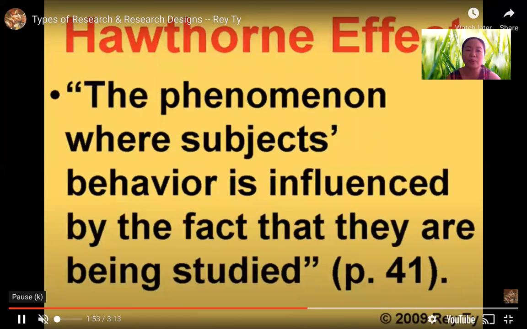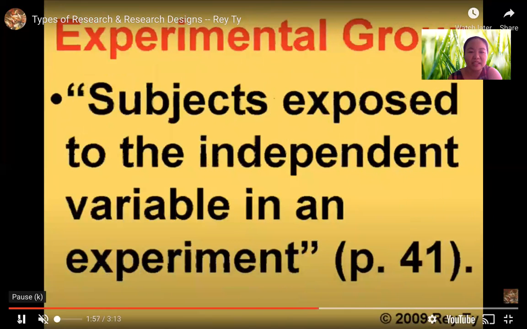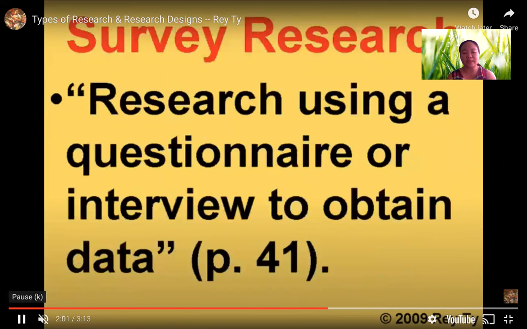So in Hawthorne effect, the phenomenon where subjects' behavior is influenced by the fact that they are being studied. So it's called the Hawthorne effect, no? Ang subject's behavior is influenced itself because they are being studied. And in the experimental group, subjects exposed to the independent variable in an experiment are called experimental groups. So that's very common in quantitative research.